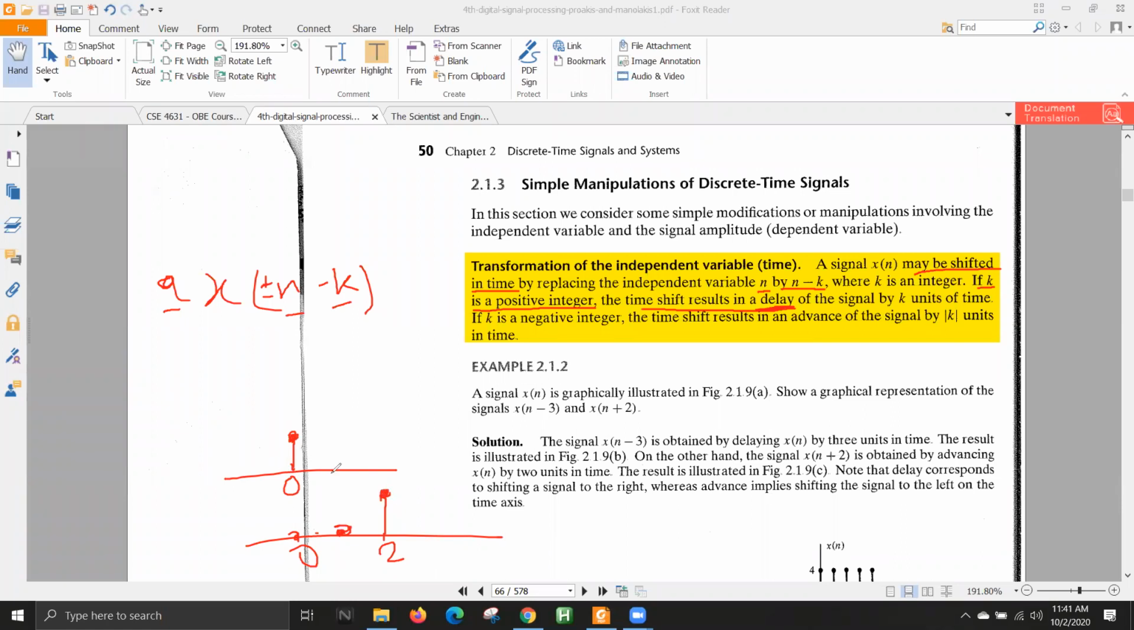The sound you were supposed to hear at 1, you are hearing at 3. So that means the whole signal was delayed. That means the whole audio or anything was delayed. So right shift means delay. Okay, so if k is a positive integer, then it means delay. And remember, k is a positive integer, but that does not mean that it is n plus something. It is n minus something, and since k is positive, the final result is n minus 2.